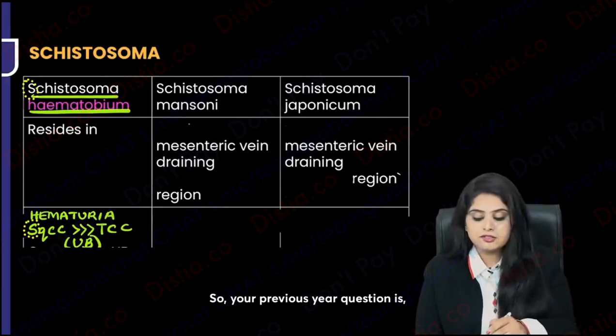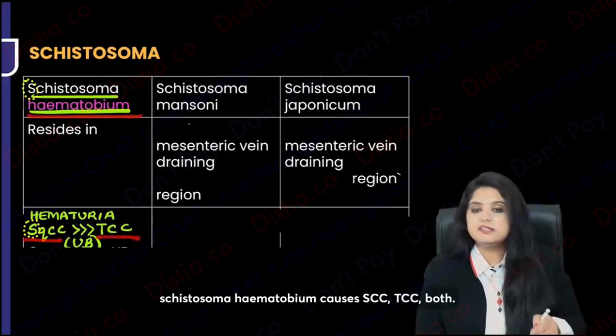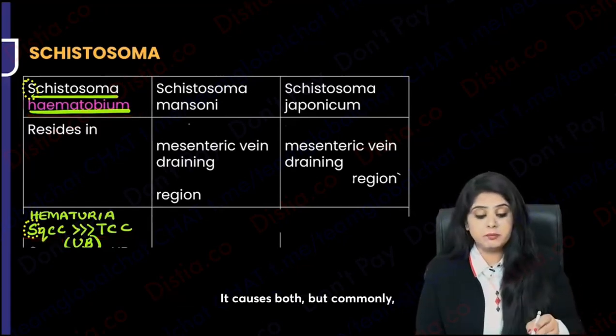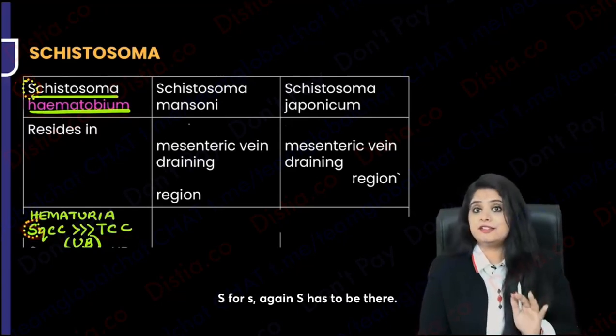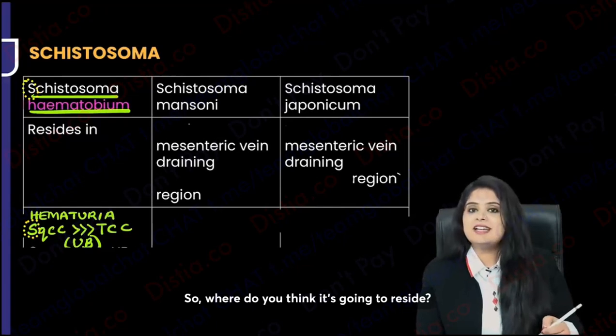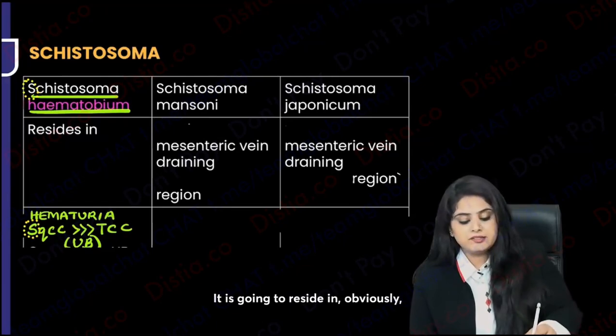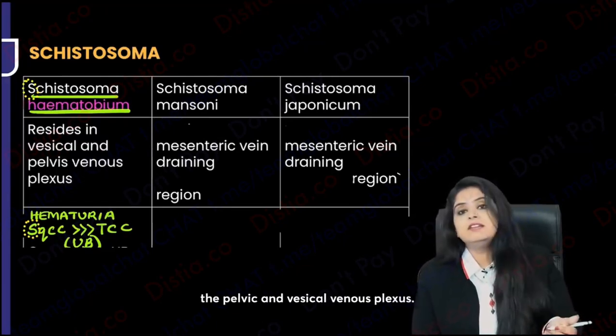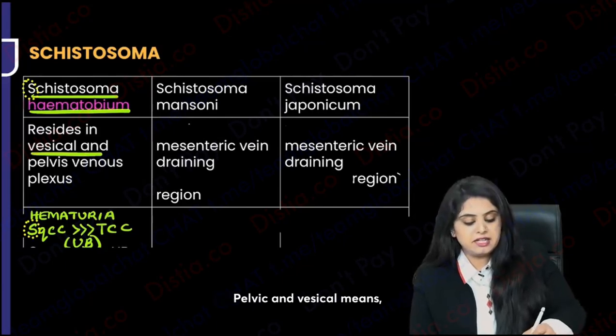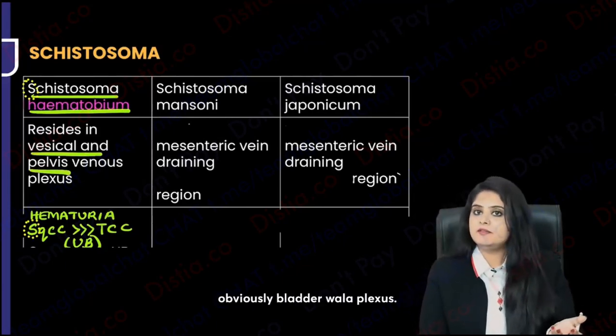So your previous year question is, Schistosoma hematobium causes SCC, TCC, both. It causes both, but commonly S for S. Again, S has to be there. So where do you think it's going to reside? Which venous plexus? If it has to go and hit the bladder, it is going to reside in, obviously, the pelvic and vesical venous plexus. Pelvic and vesical means, obviously, the bladder plexus.